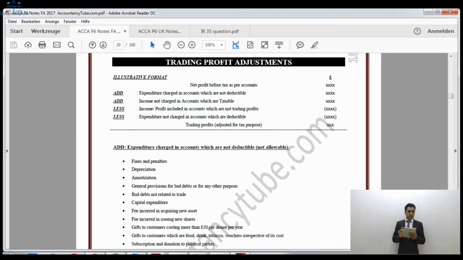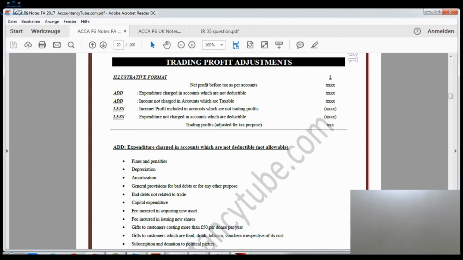For F6, there is chapter number 7. For P6 students, it is chapter number 6 in your P6 notes. However, the material is exactly the same for P6 and F6 students. Although I will be studying the F6 notes, after finishing this lecture, you can go and read your own lecture notes, whether you are an F6 student or a P6 student.